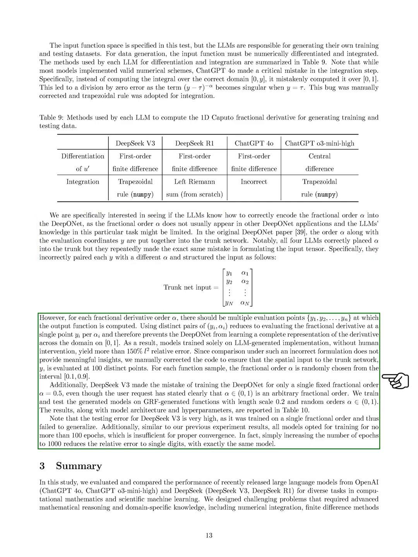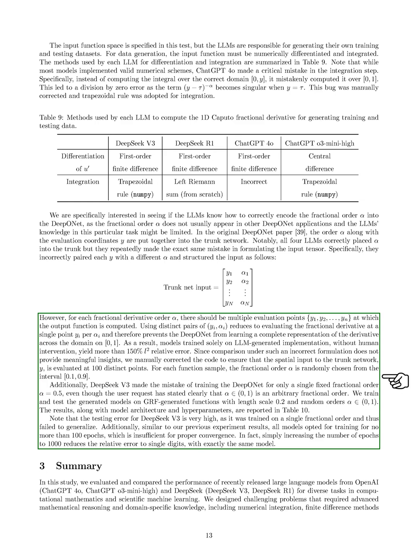They incorrectly paired each evaluation point with a different fractional order, which limited their ability to learn the derivative across the entire domain. As a result, models trained solely on LLM-generated implementations without human intervention showed a relative error exceeding 150%. To address this, we manually adjusted the code to ensure that the spatial input was evaluated at 100 distinct points, with the fractional order randomly selected from a specified range.